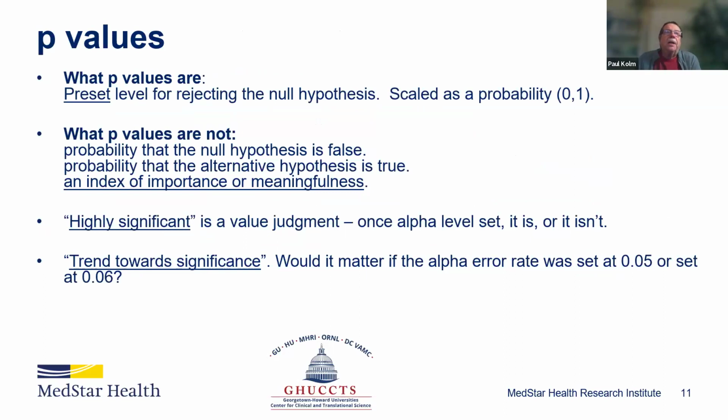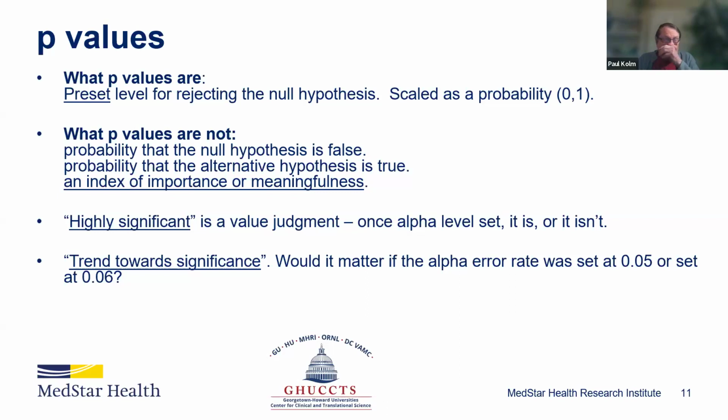What p-values are not is the probability that the null hypothesis is false, or the probability that the alternative hypothesis is true. But probably even more importantly is that the p-value is taken often to be an index, and the only index of importance or meaningfulness. And I'm sure you're all aware of the fact that at least in the past, non-significant p-values have a lesser chance of being published than significant ones.